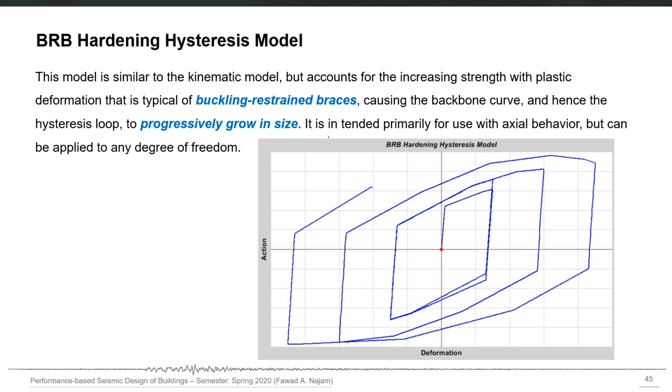Another one is BRB. This is not commonly used, and as the name indicates, this can only be used for buckling restrained braces. They have a very specific behavior, and that is that the strength increases with each cycle. They progressively grow in size, the loops, with each cycle. Just like BRBs, these are special kinds of braces which are specially designed to resist buckling, because one of the major issues in steel braces is that under compression load they buckle.